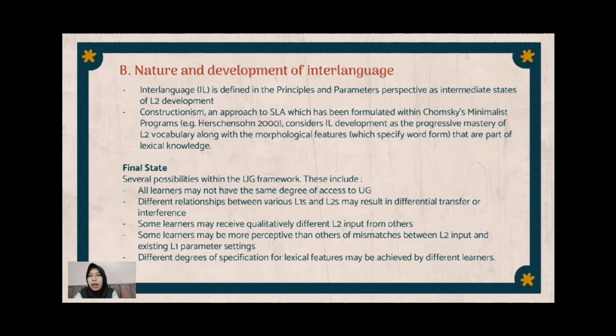And then the final state. While the question of why some learners are more successful than others is not relevant for basic L1 acquisition, since all children achieve native ability, the question is highly relevant for SLA. Approaches to this topic need to account for the great variability which is found in the ultimate level of attainment by L2 learners. There are several possibilities within the universal grammar framework, as you can see on the screen.